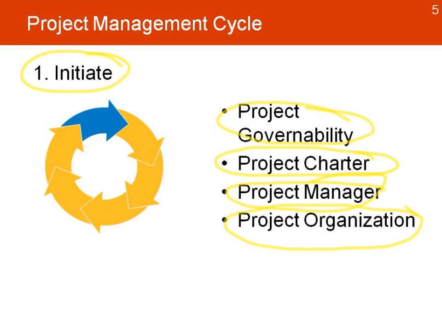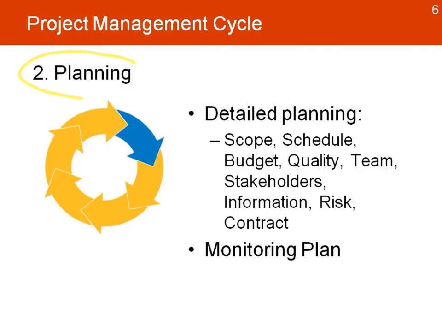Once those elements are ready, the next phase is planning. So the project manager and the team go into detailed planning. Using the information they have from the design, from the proposal to the donor, they develop the plans to manage the different elements of the project. That means the scope, the schedule, the budget, the quality, the project team, the relationship with the stakeholders, the information needed for the data collection and monitoring needs, risk management, and contract management.